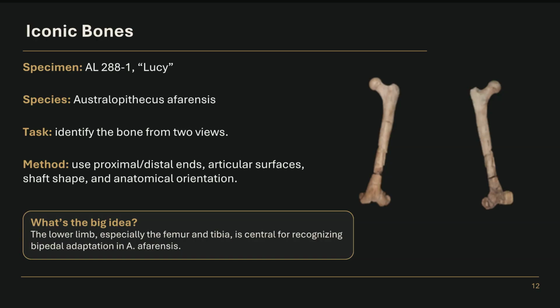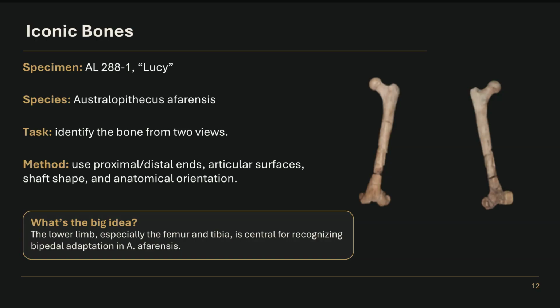AL 288-1, Lucy, and long bone identification. AL 288-1, commonly known as Lucy, is attributed to Australopithecus afarensis. Long bones from this specimen provide an opportunity to practice postcranial identification and locomotor inference. The method begins with anatomical orientation: proximal and distal ends, articular surfaces, shaft shape, and the relationship between bone form and function.